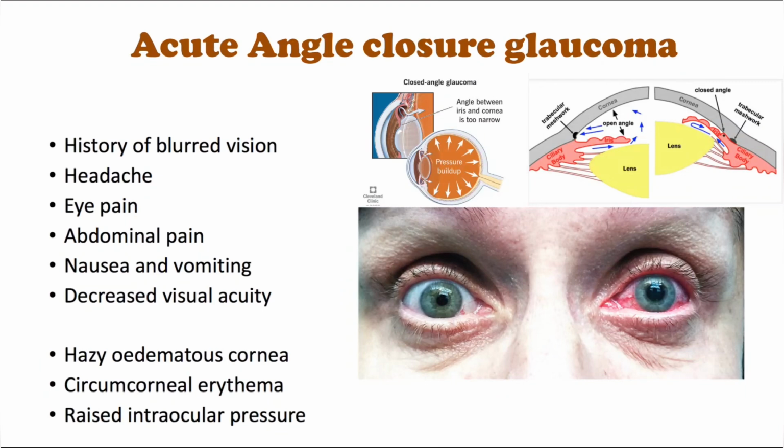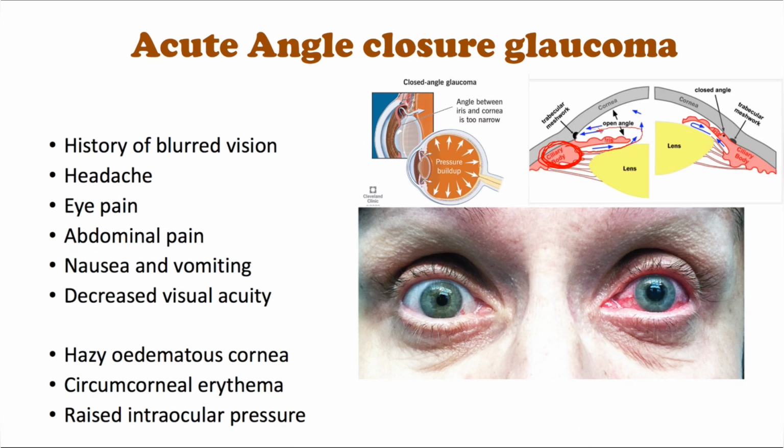Okay, another important subject is acute angle closure glaucoma. Usually these patients have a previous history of acute angle closure glaucoma. What is the pathophysiology? You have the anterior and posterior chamber. In the anterior chamber, we have something called the ciliary body. The ciliary body produces the aqueous humor. This aqueous humor goes through the iris and then goes to that area.